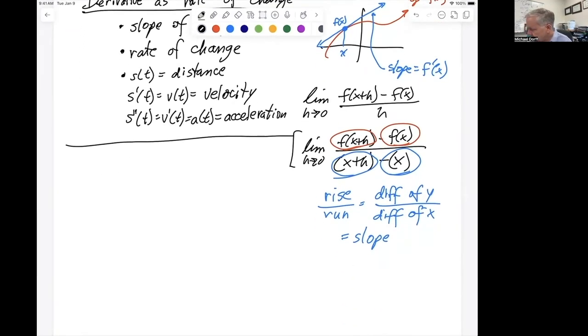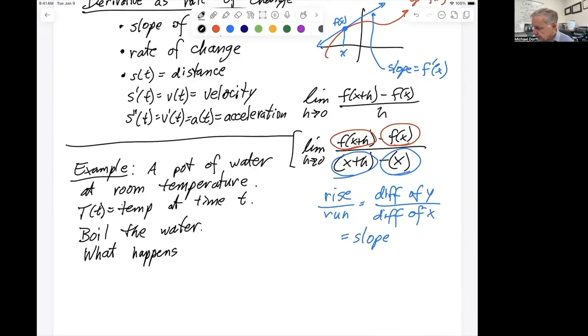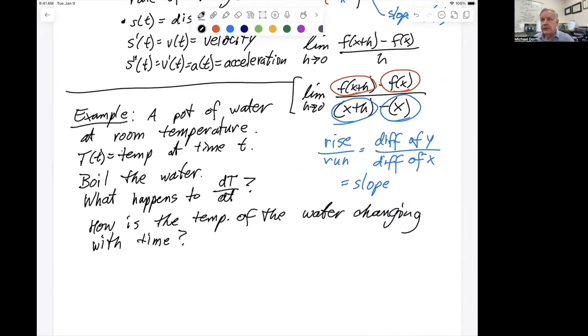Now, let me give you an example of using rate of change here. Suppose you have a pot of water and it's at room temperature. And let's say you start boiling that water. We'll call T of t equals the temp at time little t. What happens to the derivative? So dT over dt. So how's the temperature changing with time? You're increasing the temperature of it because you're boiling it.